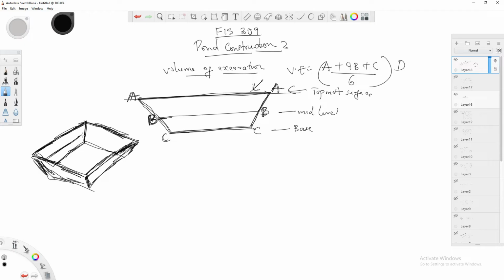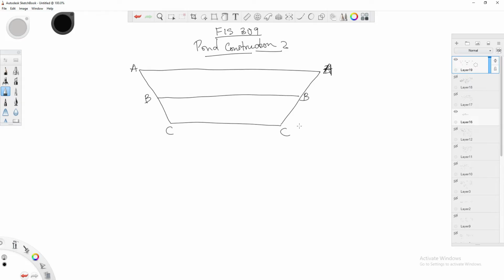Then this is B, which is the mid-level surface area. We're going to know this is the length, this is the breadth. We're going to know the mid-level length and breadth, and this one underneath here is the base, with its length and breadth. I believe we see what I've drawn illustrated here. Okay, so having known that, let's now see how to get the areas A, B and C. Once we know the surface areas, we can then put everything into the formula. And D is the depth of excavation.